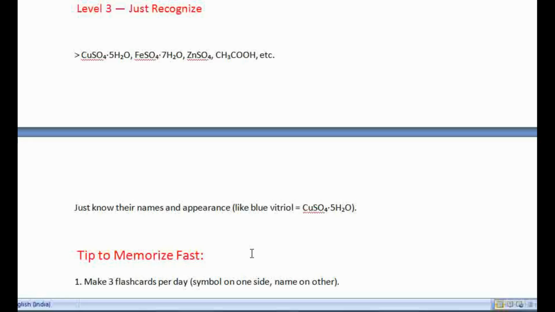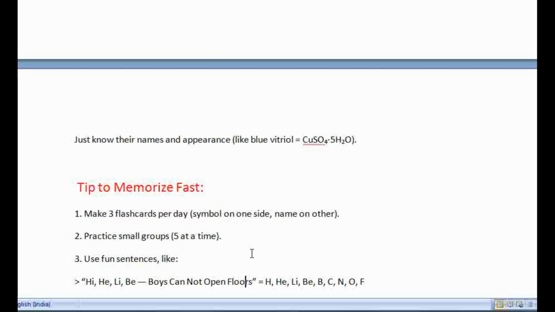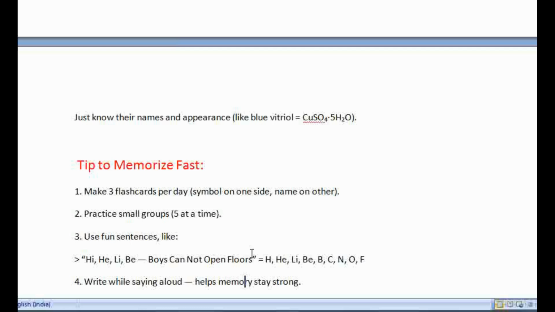Next, how to memorize fast. Here I am trying to give you a tip on how to memorize them fast. First of all, make 3 flashcards per day. Write on them symbols on one side, name on the other side. The second tip is practice small groups. Divide them into small groups, 5 at a time. Decide that on this day I'll practice this group, and tomorrow I'll practice that group, like that. And the third one: use fun sentences.